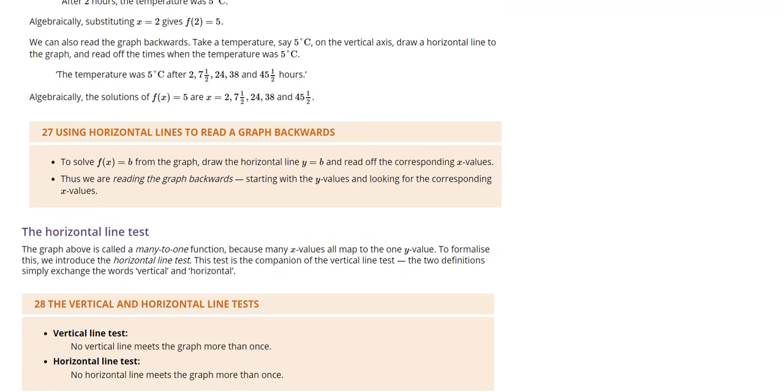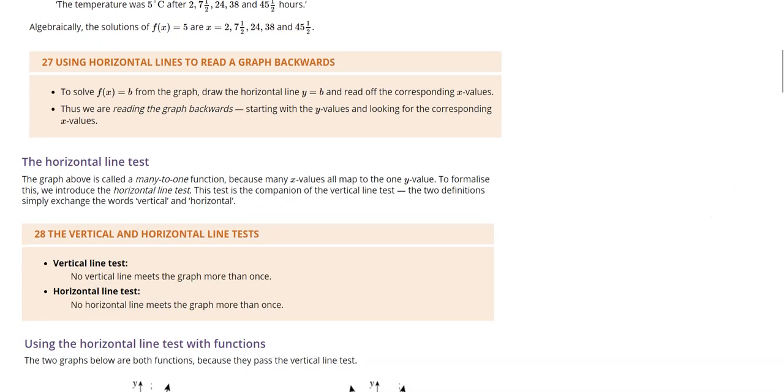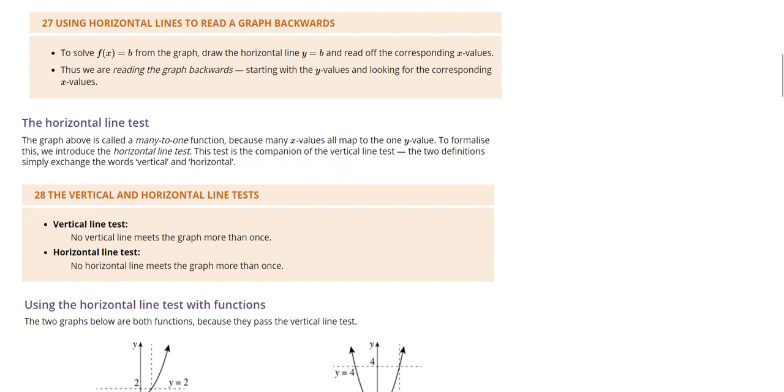So it says to solve f of x equals b, b being some value. On the graph, we draw a horizontal line at y equals b, so say that was 5 in this case, and read off the corresponding x values. So thus we're reading the graph backwards, starting with y and looking at the corresponding x values. And it's just the opposite, that's all. So that's kind of a precursor to what they're talking about there as far as the horizontal line test. So the horizontal line test tells us the kind of relation that exists in the function or between the two axes, if you will.